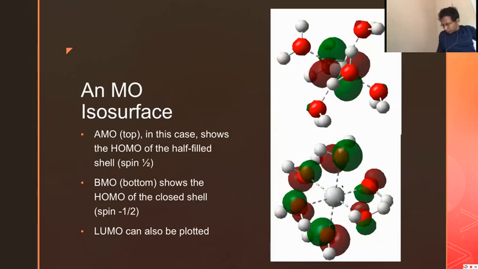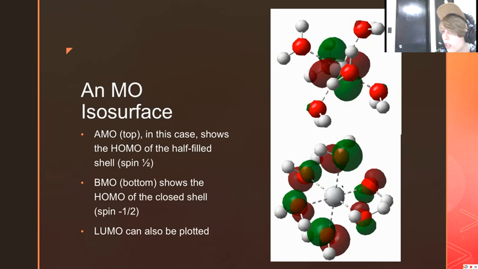So for an MO isosurface, the top picture shows the alpha molecular orbital from the previously calculated setup. So this shows where your spin 1/2 electron is, and the lower one is your beta molecular orbital. Your alpha molecular orbital in this case is going to be your HOMO, and the beta molecular orbital in this case is going to be, I'm sorry, oh yes, okay, sorry. So they're both HOMO states, the highest occupied molecular orbital states. And the LUMO can also be plotted. It's very similar to this, just with a differing look, essentially. So next.